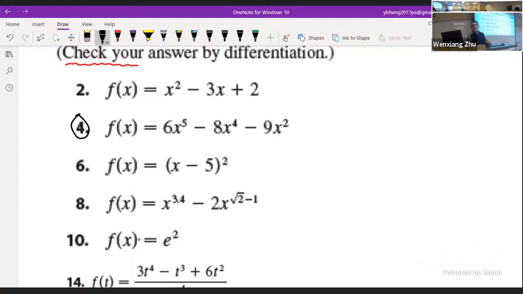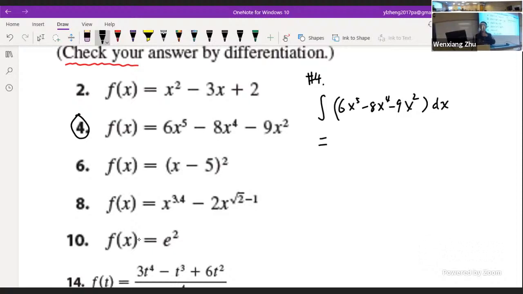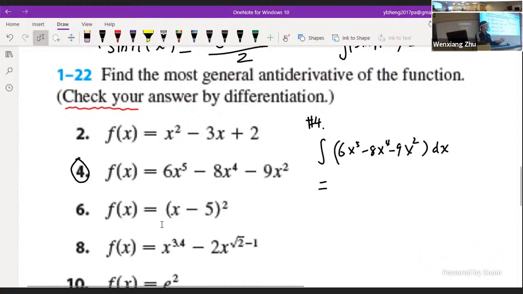The way I'm going to do that, and I recommend you do it too, is you write the integral symbol and put your function in, 6x to the fifth minus 8x to the fourth minus 9x squared. You want to do the antiderivative. Don't forget, always put a little dx with that. Well, that requires some practice, okay? By one of the properties we just talked about, you have three terms, right? First, you can break them apart.